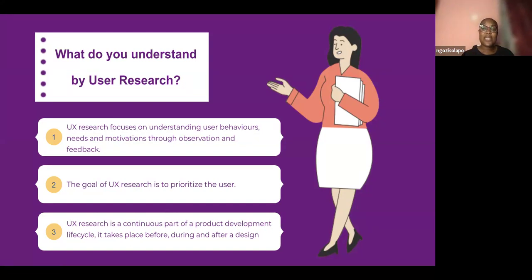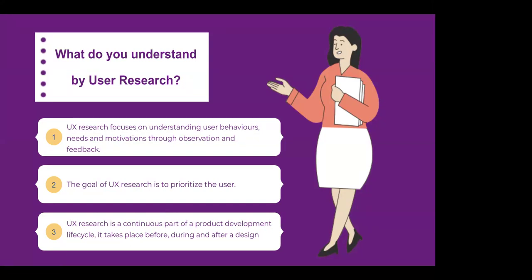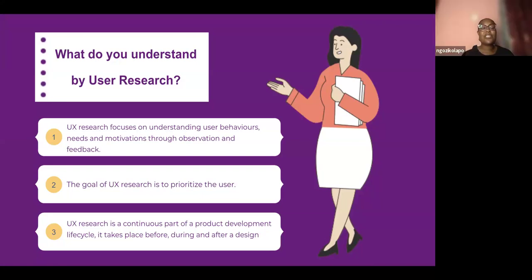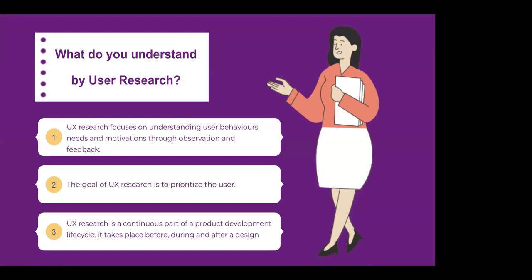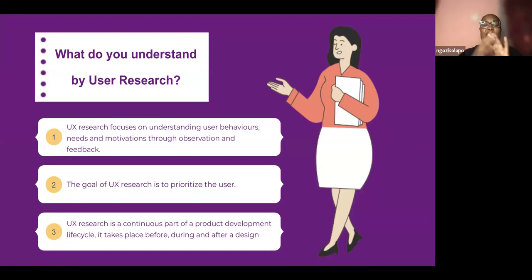So user research is a continuous part of a product development life cycle. This is just what I said now. It takes place before you start building. It takes place during the building phase when you're still building. And it takes place after the design has gone live.